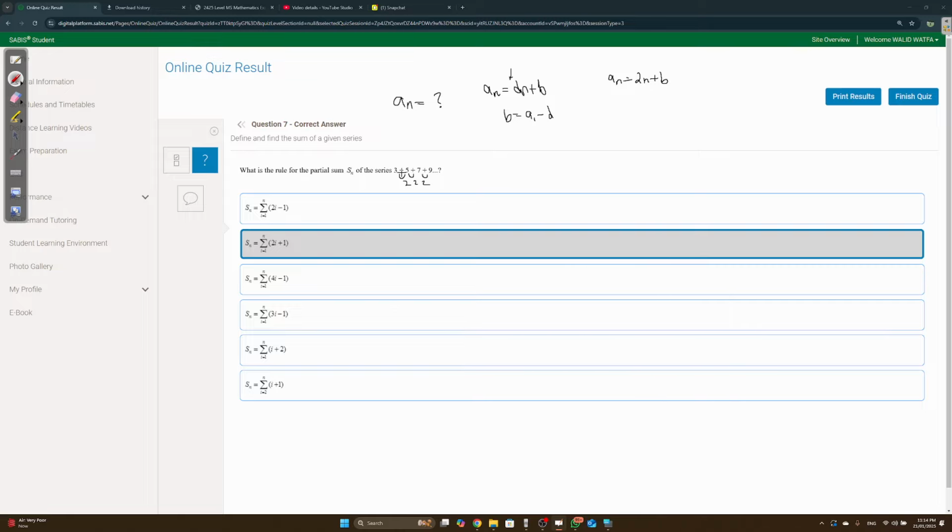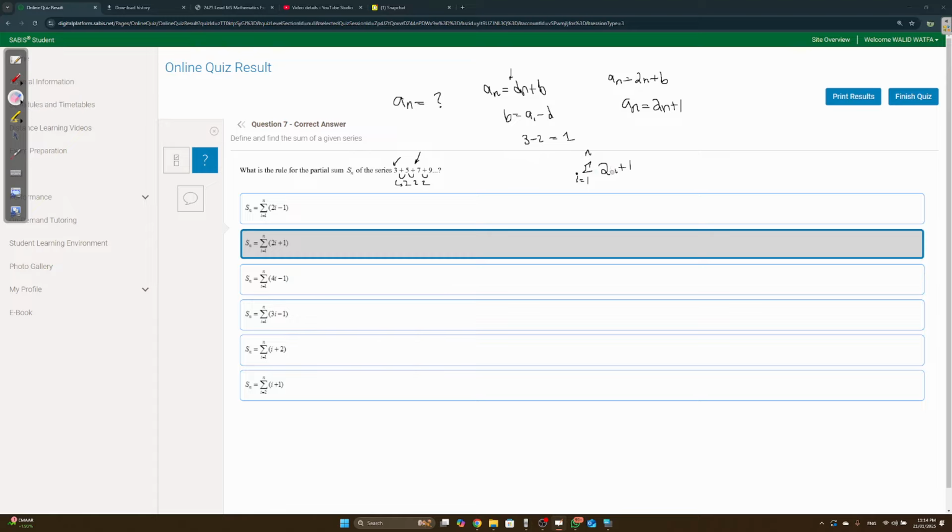So what's b? We need to know what it is. How do you find b? It's always a1 minus d. So 3 minus 2, which is equal to 1. So you're going to get an is equal to 2n plus 1. So when we say we're finding the sum, we're doing the sum of 2n plus 1 from n is equal to 1 up until n.